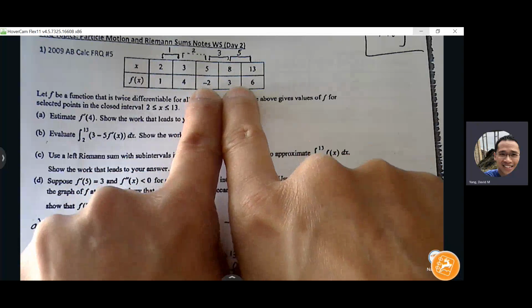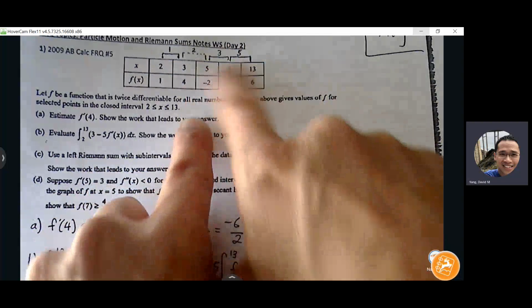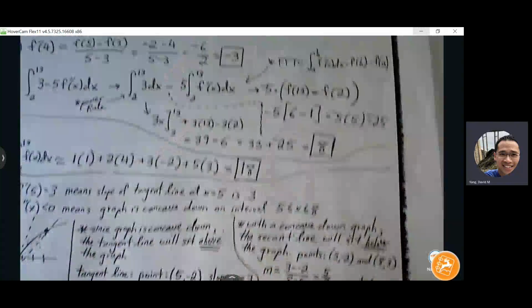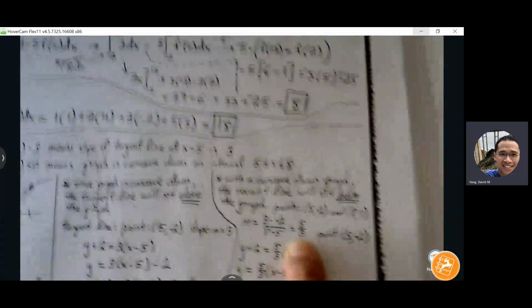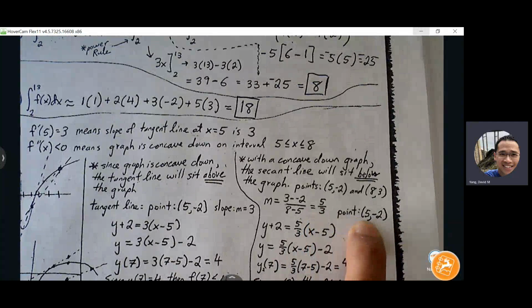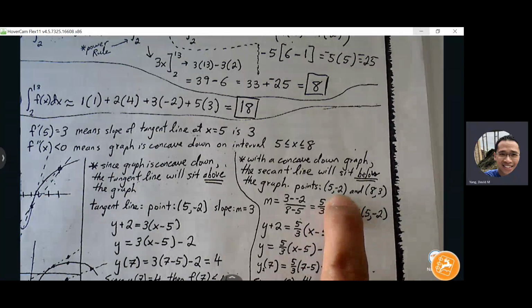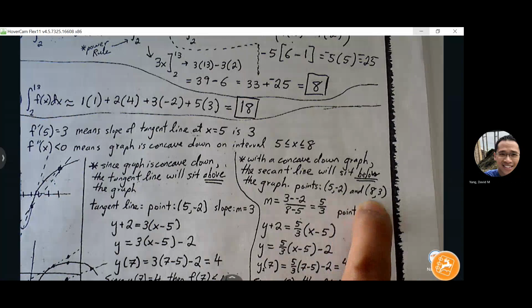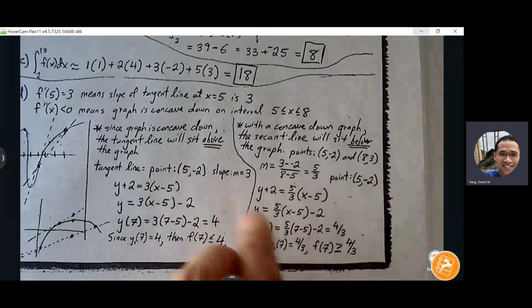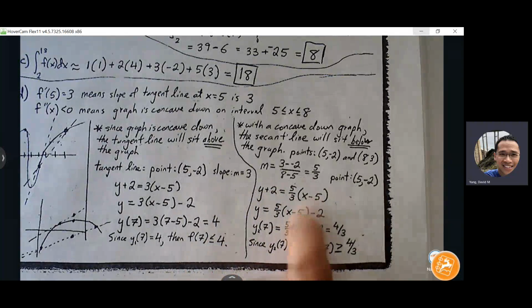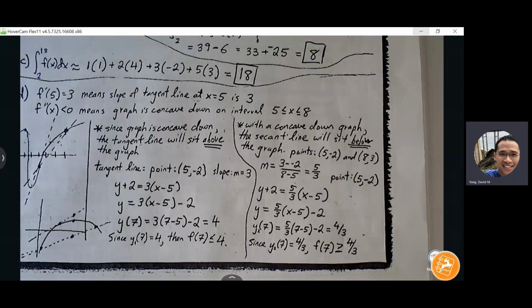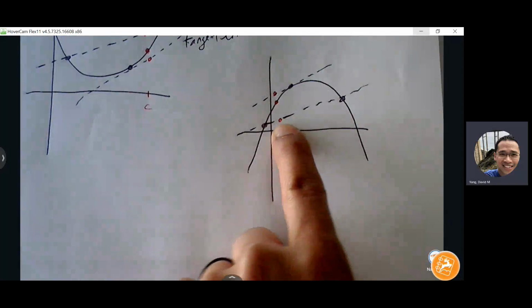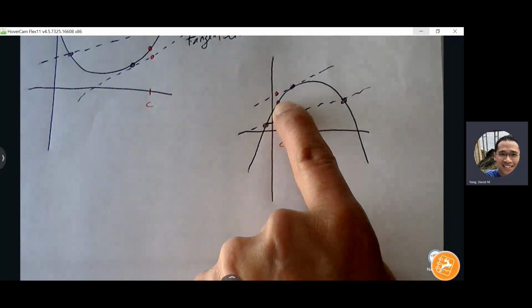So there's my ordered pairs, 5, -2, and 8, 3. Find the slope between those 2 points. And that's going to give me 5/3. Does it matter which ordered pair I choose for my point? I can choose 5, -2, or I can choose 8, 3, right? Your equation will look a little different, but it's going to be the same equation ultimately. Okay. And then I get my secant line equation. I plug 7 in, and then I get 4/3. Well, if my secant line is giving me a y value of 4/3, then I know for sure that my actual value must be above 4/3.